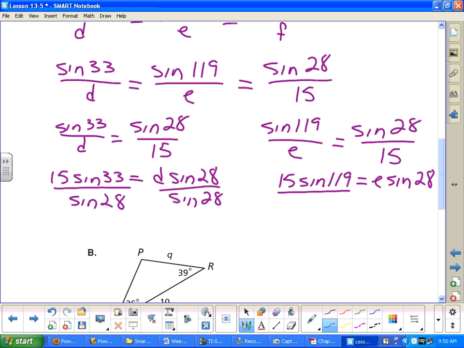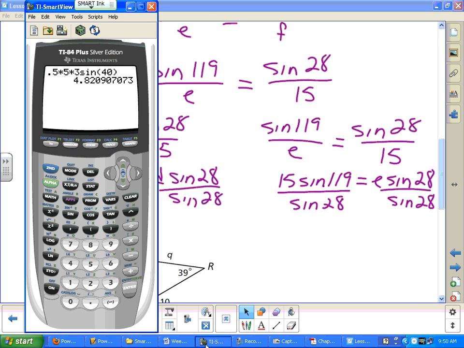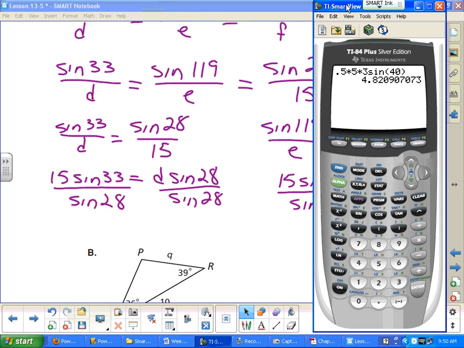And when you're doing this on your calculator, you can do it all in one step. So 15 sine of 33. Just make sure you close the parenthesis here, and then divide by the sine of 28. And 15 sine of 119 divided by the sine of 28.